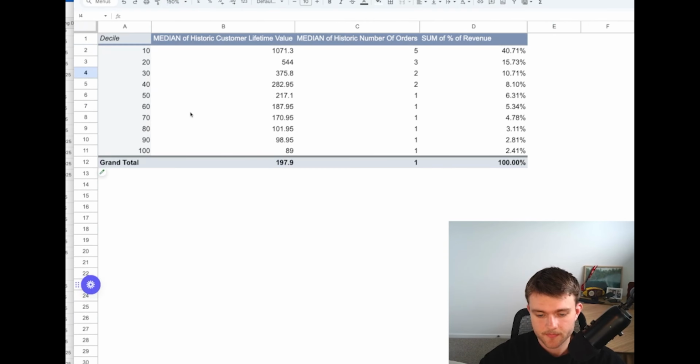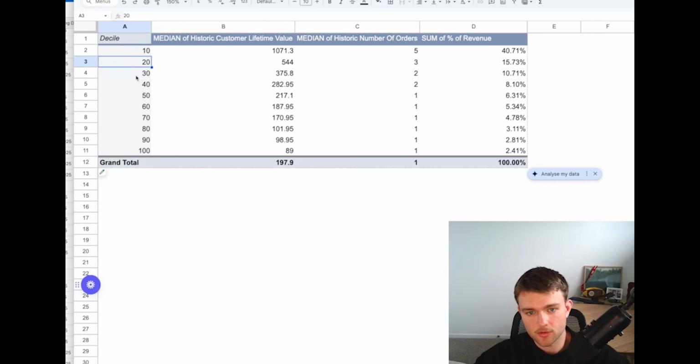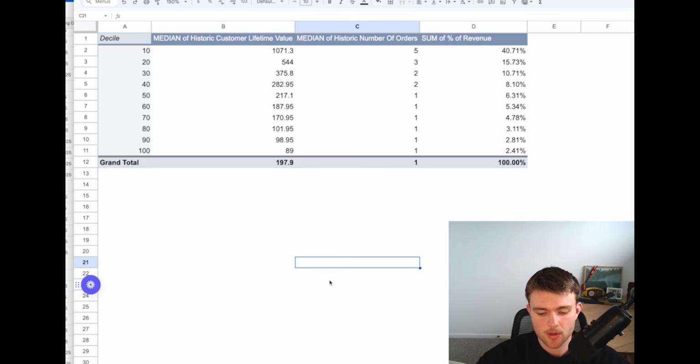So let's zoom this in. Now, we have our 10 groups of customers sorted by the top 10, the top 20, the top 30, the top 40, the top 50, the top 60, the top 70, top 80, top 90, top 100. And this is all sort of exclusive. So this is your 10% group. The next is your 10 to 20% group. The next is your 20 to 30, and so on.